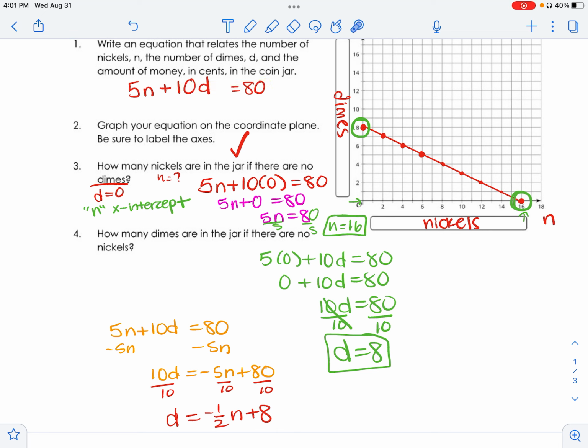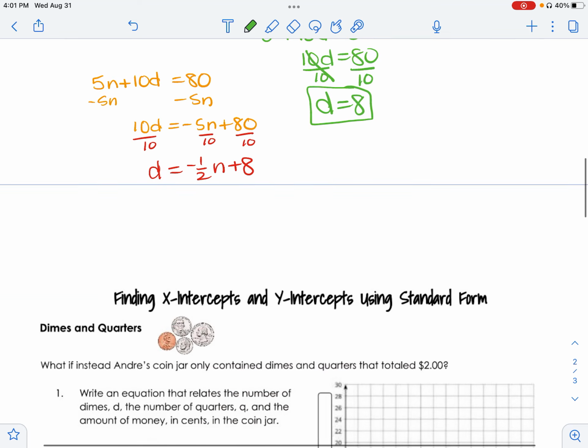All right, well, let's assume that d equals 0. Then I'm just left with 5n equals 80. Divide both sides by 5, and you get 16. So maybe we could use the equation without having to solve and without being given a graph in order to find the x and y intercepts.